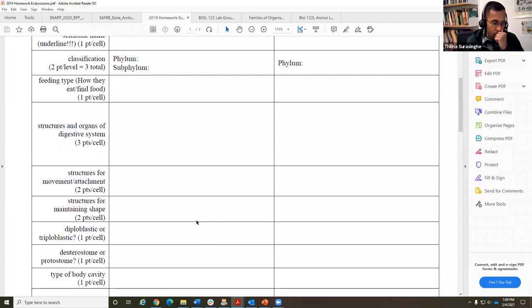Circulation. Well, that is easy. Did Ascaris have circulation at all? They did not. So no, none. For crayfish, was it internal or external? Sorry, was it open or closed? My bad. For the crayfish? Open. Very good. It's open.